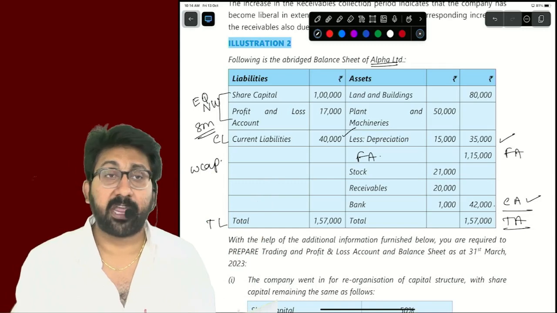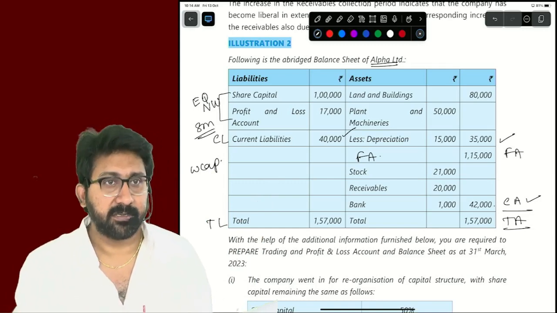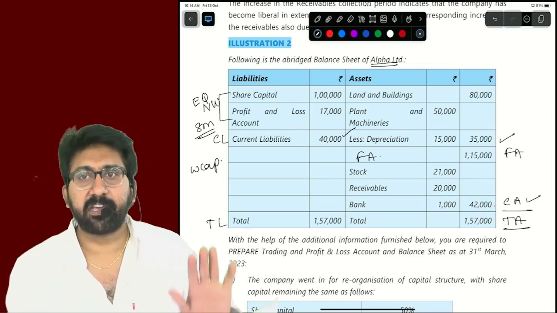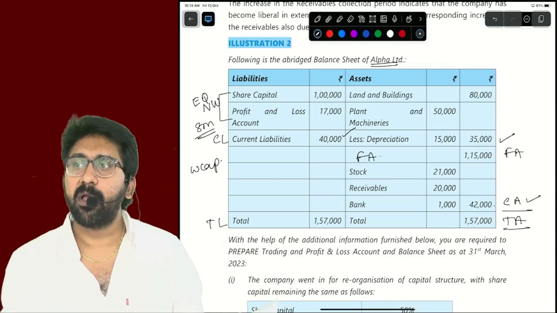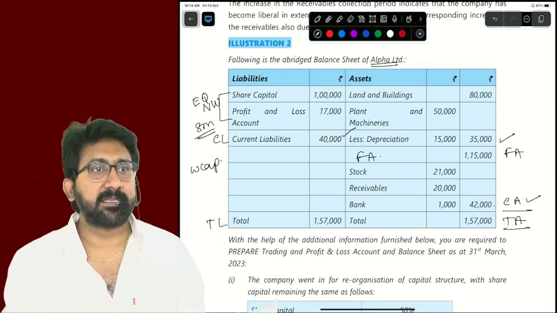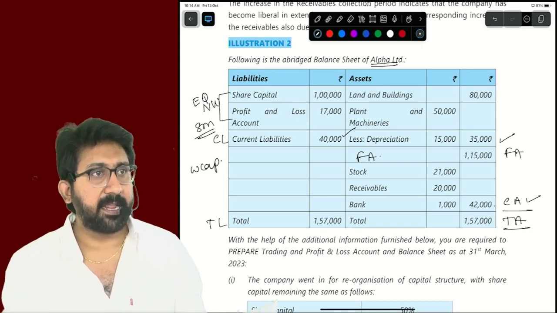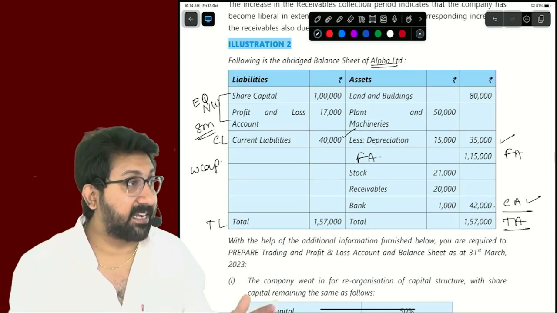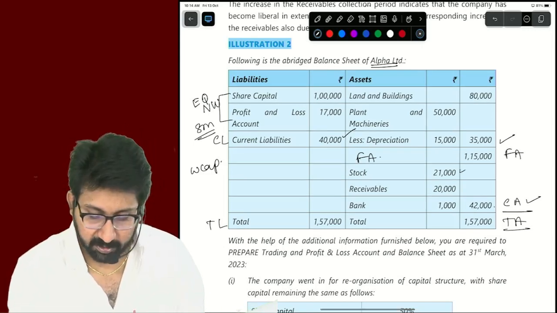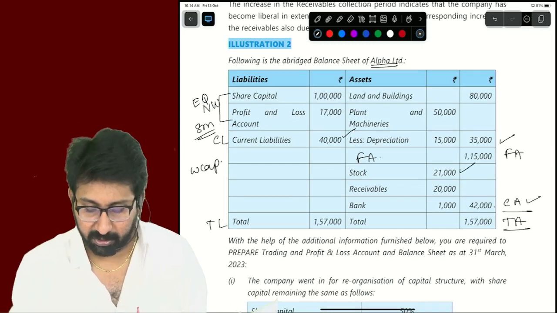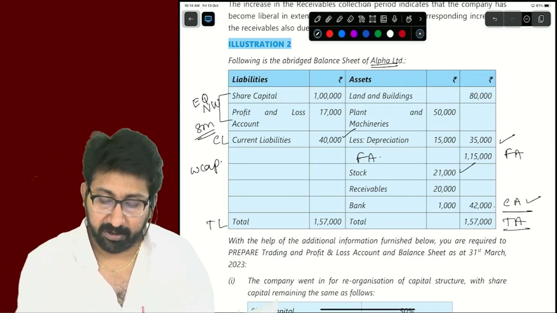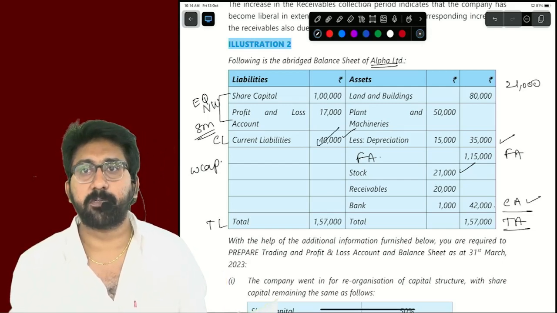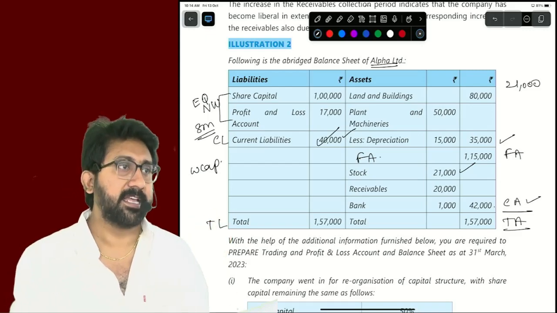And moreover, if you calculate the quick ratio, it is much worse. What is the quick ratio in this particular case? Quick ratio, liquid ratio. Formula: current assets minus stock minus prepaid expenses divided by current liabilities. The current assets are 42,000 minus stock 21,000. It has to pay 40,000. Is the company in a good position or bad position? Actually it is in the worst position.